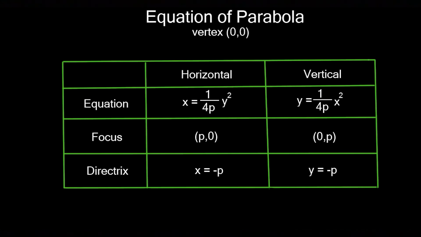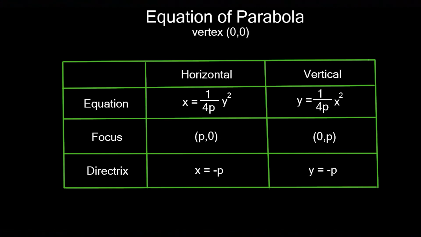of a parabola. And you can see that the equation for a horizontal is going to be different from a vertical. The only difference here is you have x equals 1 over 4p and then y squared. And then with vertical, you have y equals 1 over 4p and then x squared. Now, p is talking about your focus.